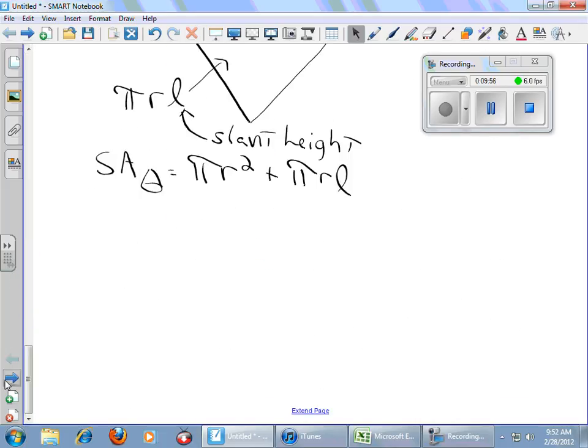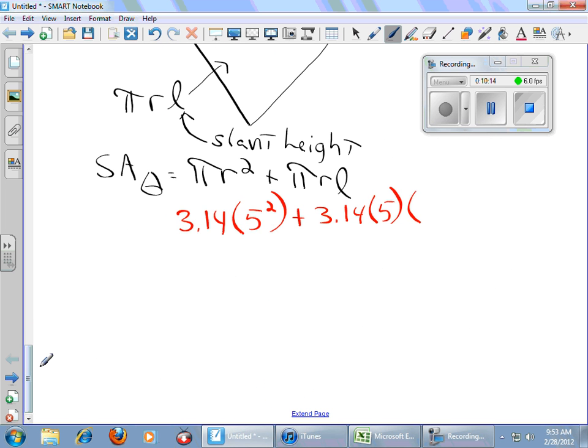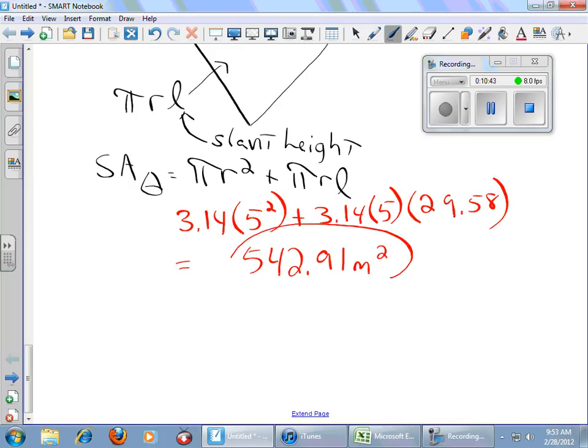My radius is 5 meters. So I'm going to have 3.14 times 5 squared plus 3.14 times 5 times the slant height, which I used Pythagoras to find, which was 29 and 58 hundredths. All right, and I'll use my calculator to help me do that. And my surface area will end up being 542, and I'm going to round it to 91 hundredths, and that is meters squared. And there you go. It's really just a plug and chug problem. You have the formula and you just stick it in.